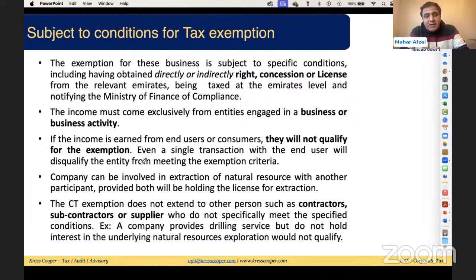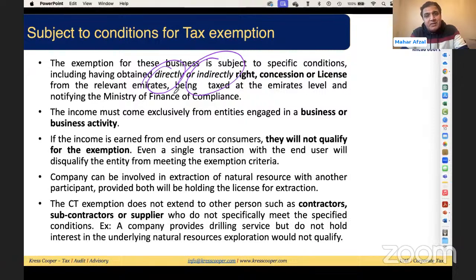So these businesses are exempt from the UAE federal corporate tax, but as I mentioned, these businesses are subject to tax at the respective emirates level. So this exemption is subject to certain conditions. What is the first condition? These businesses directly or indirectly have a right or license from the respective emirate. This is an important word, directly or indirectly. We'll discuss in the guide as well, if they have an indirect license where they are taking the benefit from the natural resources being extracted, this will be considered an indirect beneficiary.